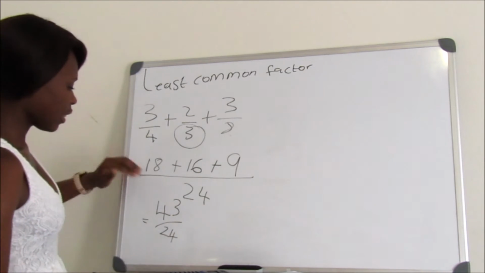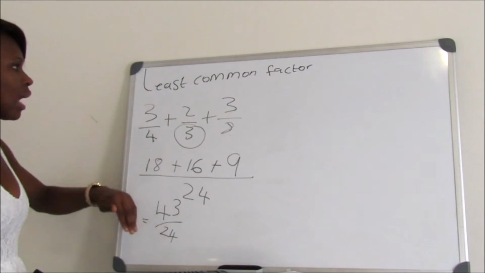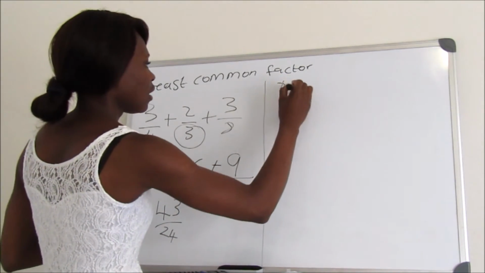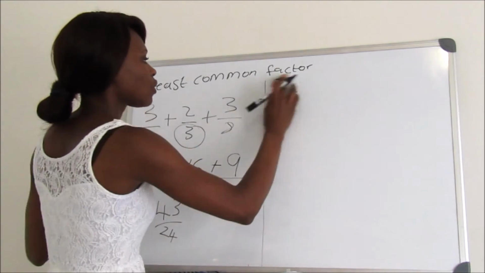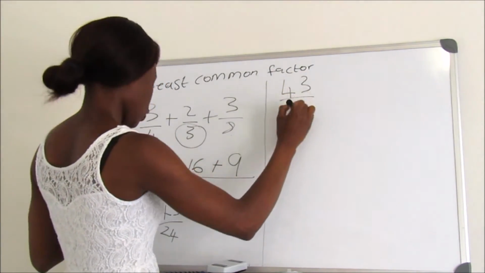Hence, again, this fraction that we have here is an improper fraction. Now, to make it a proper fraction, we do this again. It's 43 divided by 24.